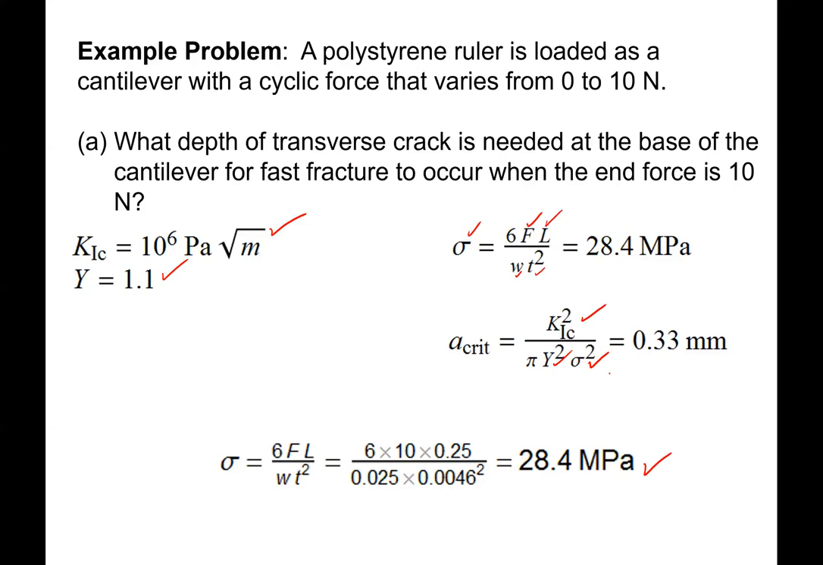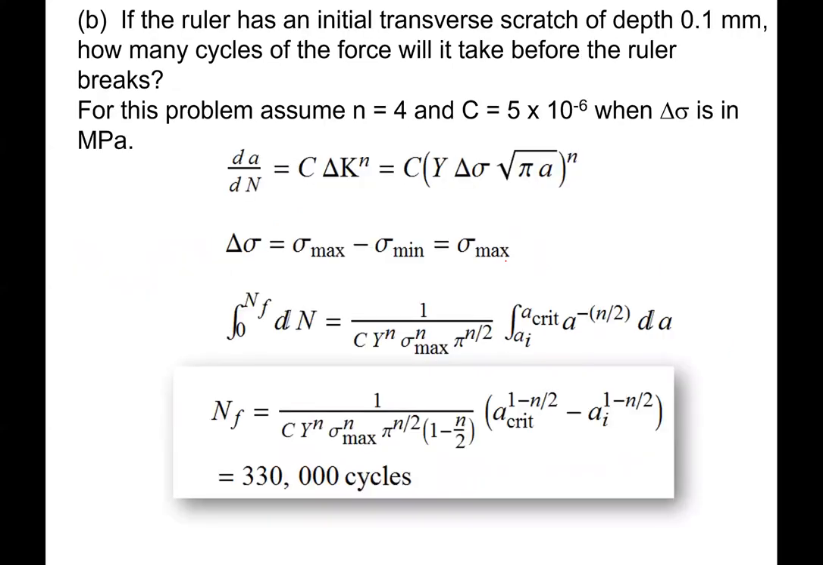Now I should mention that the stress that we're actually measuring here is that max stress. It corresponds to the 10 Newton force, and that's the one we want to use when determining what the critical crack length is. So if we did have that crack length, then on the following cycle, as soon as we hit the max 28.4 megapascals, we get fracture. All right, so we got that.